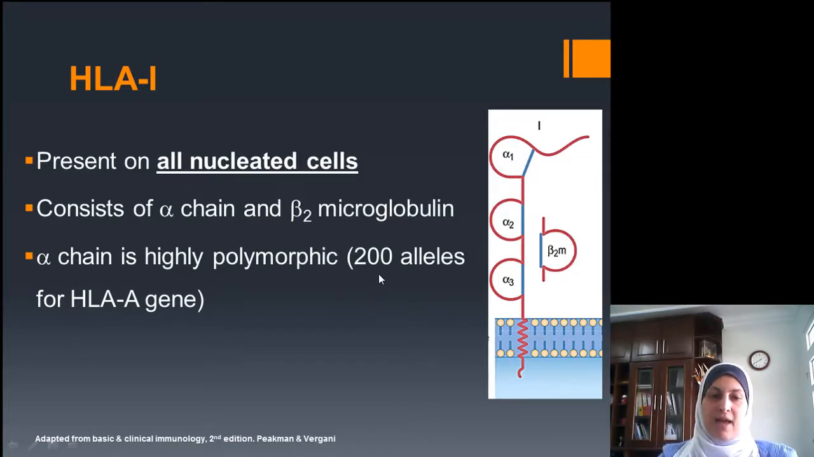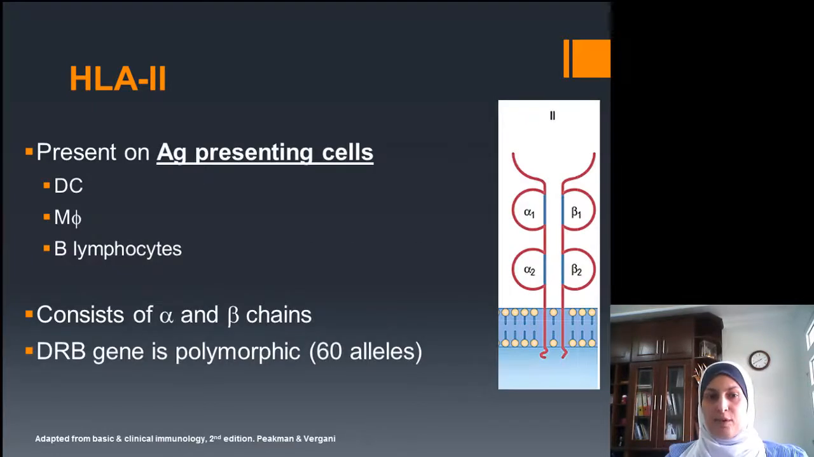So, for example, if I have HLA-A and your HLA typing is again HLA-A, we share the same class, but I might be polymorphism 5 and you might be polymorphism 132. So there are 200 different options. This is just for the HLA-A gene. So the HLA class 1 is highly polymorphic.